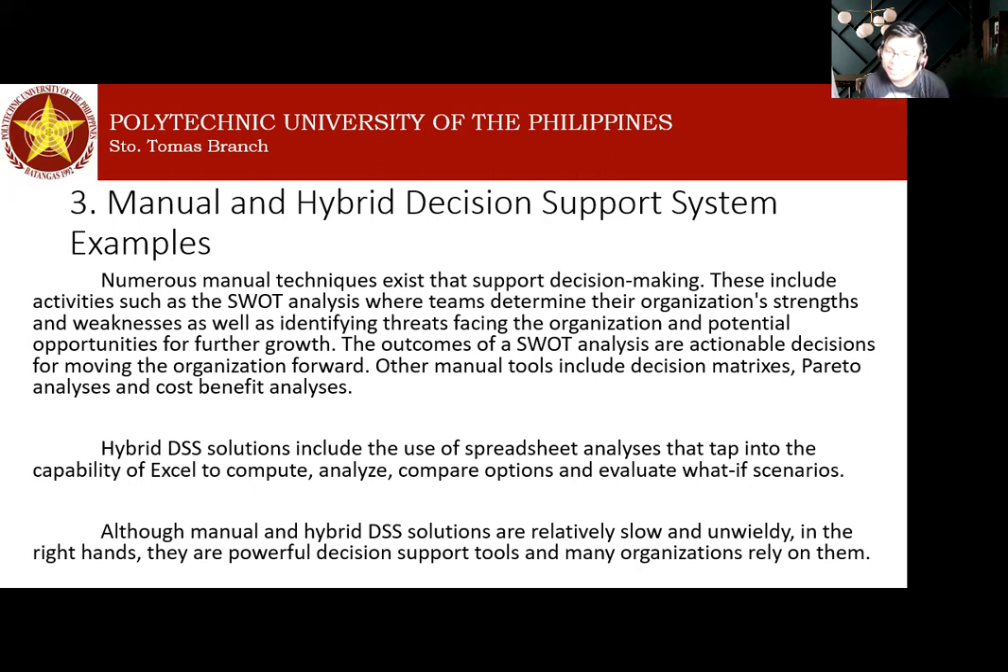Although manual and hybrid DSS solutions are relatively slow and unwieldy, in the right hands they are powerful decision support tools and many organizations rely on them. So mostly kasi ay ginagamit pa rin natin yung manual and hybrid. Kumbaga, hindi lang tayo nag-rely doon sa support system natin, wherein we also use the manual decision support system.